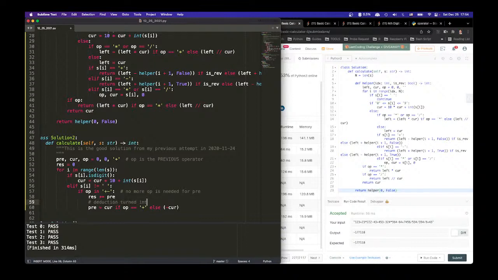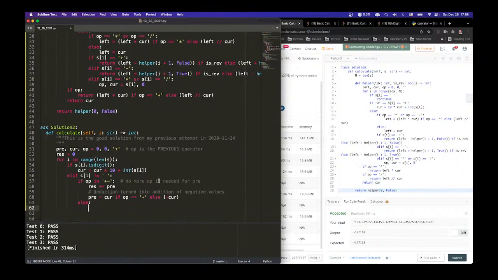Deduction turns into addition of negative values. All right, so that's the pre. That's done. We're done. Else, OP is going to equal the plus, multiply, or divide. If it's a multiply or divide, the previous value is multiply or divide, and I have a current. Then we say pre will equal pre times current if OP is equal to multiply, else pre divided by current.